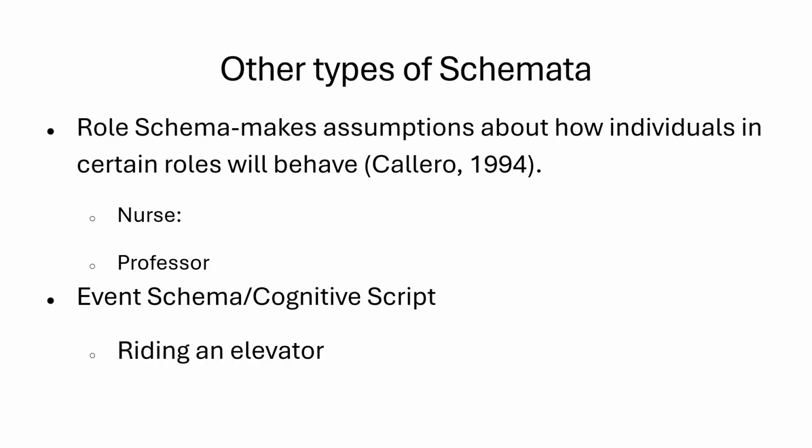Schemas are really important to us when we're making judgments, making decisions, and things like that. It helps us with a lot of the automatic processing that we do. For example, when we think of a nurse, there's something called a role schema. And when we think of a nurse, we usually think of somebody who is maybe caring or compassionate, maybe competent in helping people deal with medical issues.